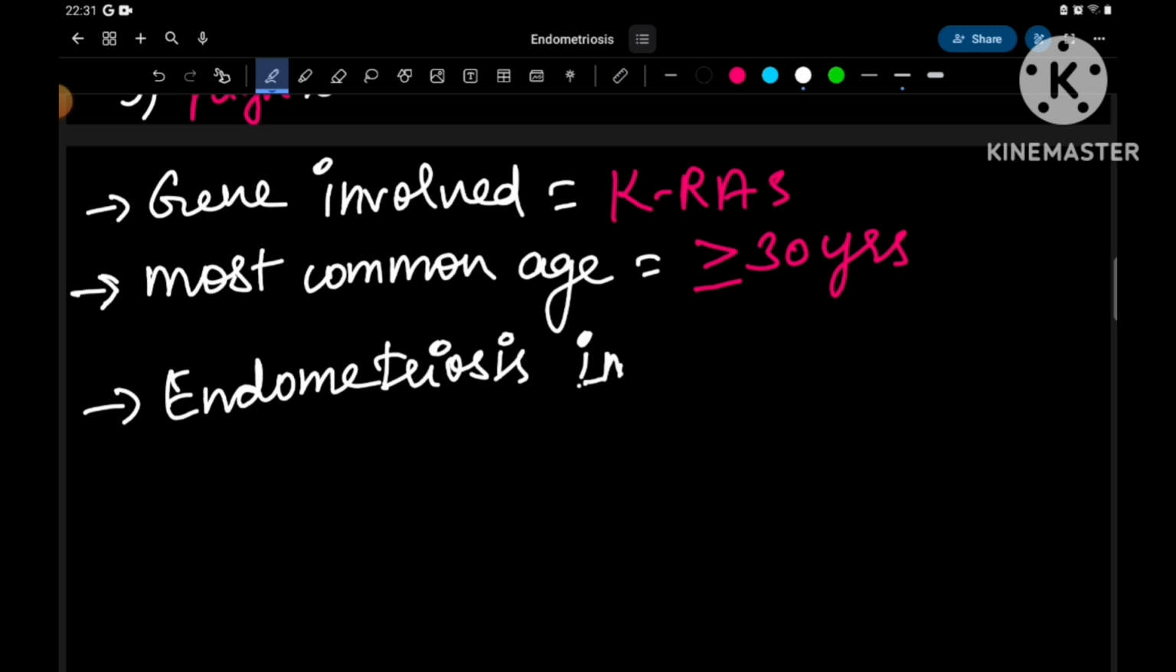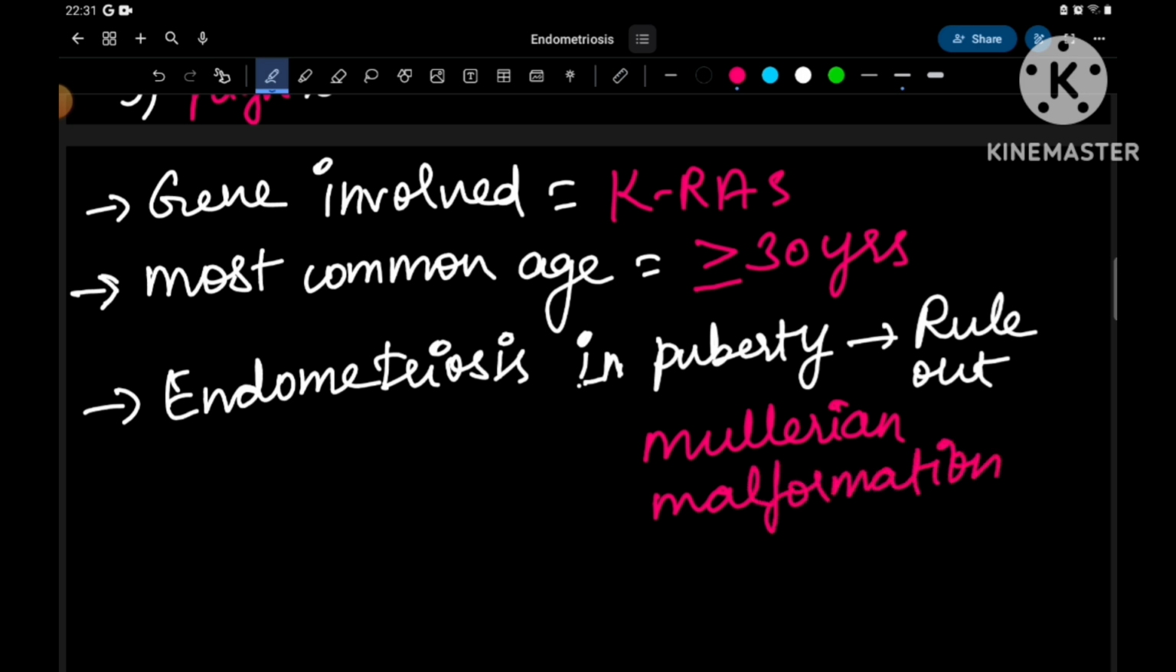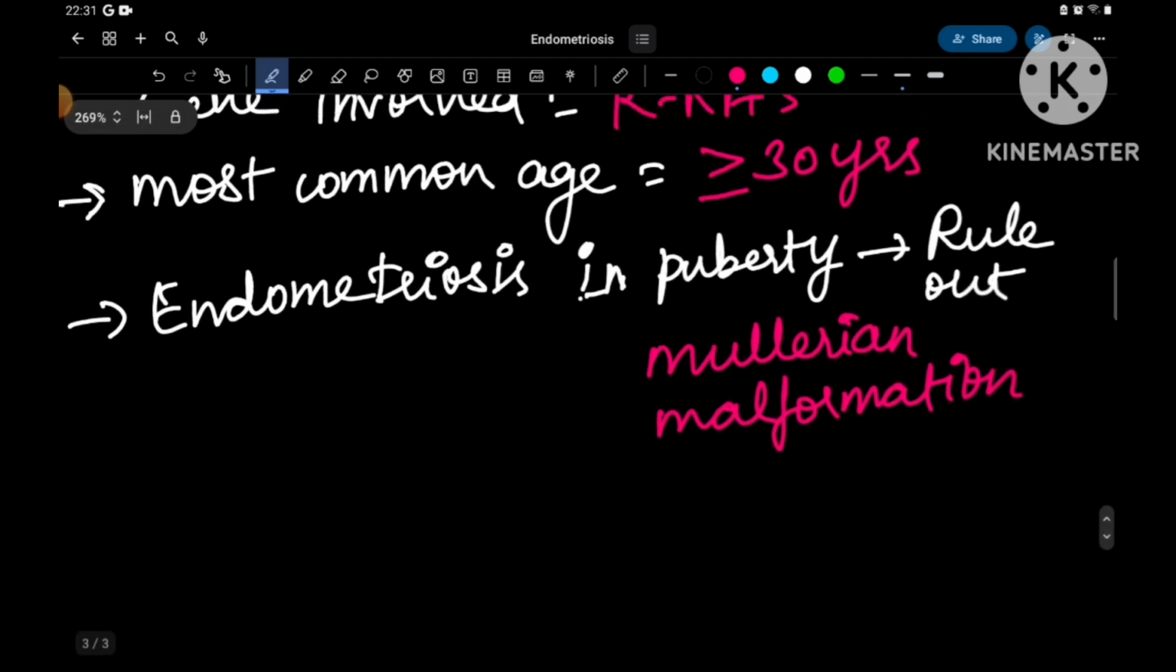Rare cases can present at younger ages, right? So if endometriosis is present in puberty, what do we have to rule out? Please rule out Mullerian malformation. It's a differential diagnosis. When endometriosis is present in puberty, you have to rule out these anomalies. Mullerian malformation should be ruled out.